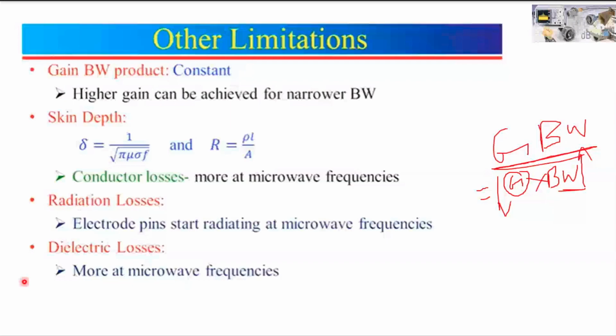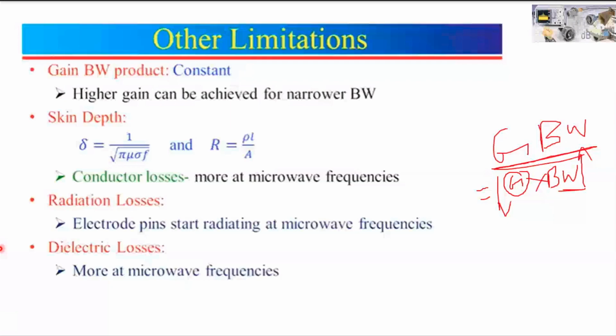And the last type of loss is dielectric losses. Dielectric losses totally depend upon the loss tangent of the material. So in this case, when the frequency increases, the loss tangent of the dielectric material increases. Once the loss tangent of the dielectric material increases, there will be more dielectric losses at microwave frequency. Because of these dielectric losses, we cannot operate the conventional tube at microwave frequencies.